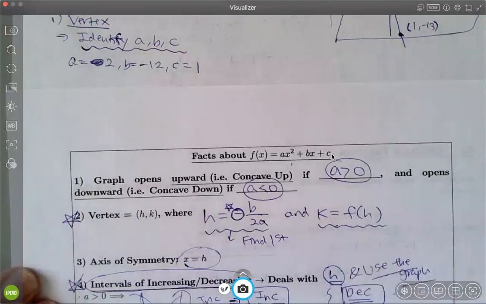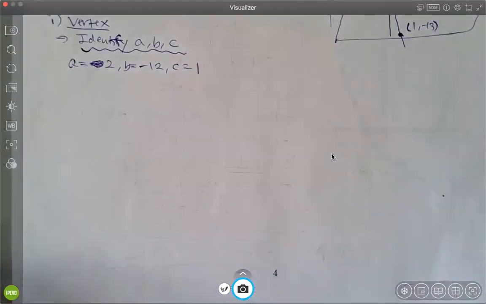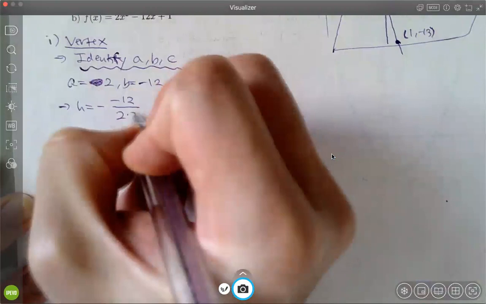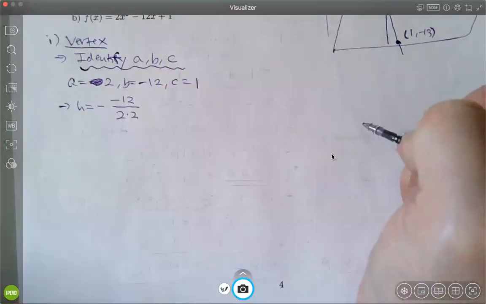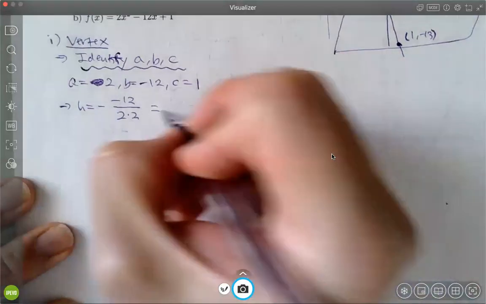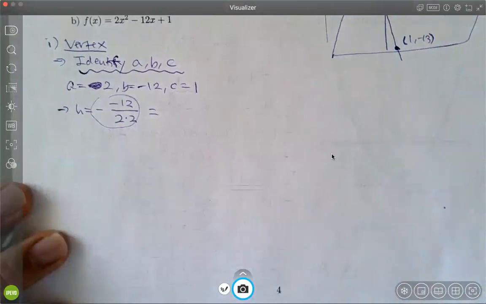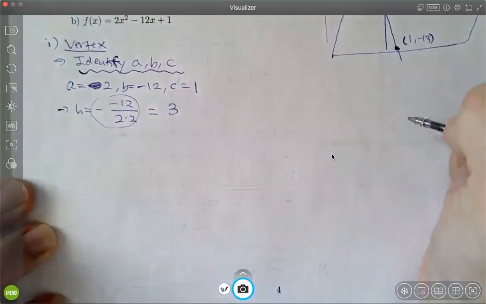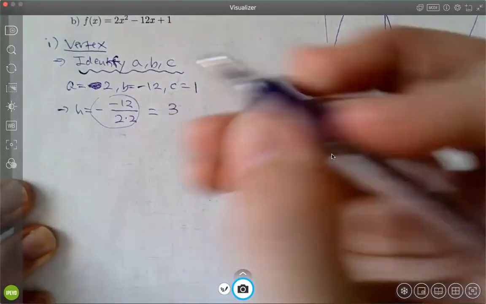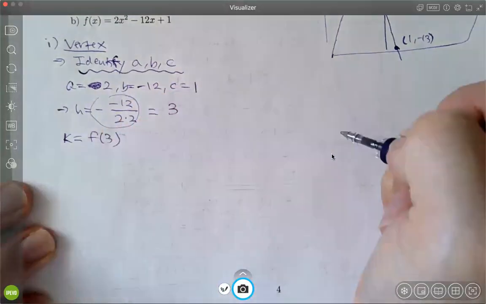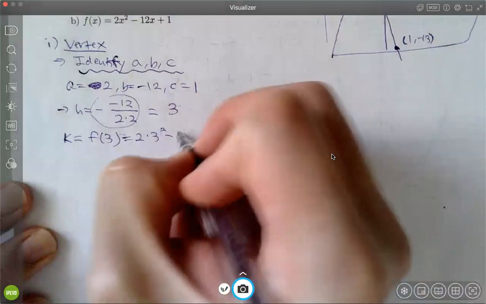Okay, so negative b over 2a. So what does that mean? So h is negative negative 12 over 2 times 2, right? And now, what is this entire number equal to? Positive 3, right? Yes. Okay, positive 3. Okay, so now, how do you find k? You have to plug in 3 into x. So what is this? 2 times 3 squared minus 12 times 3 plus 1, right?